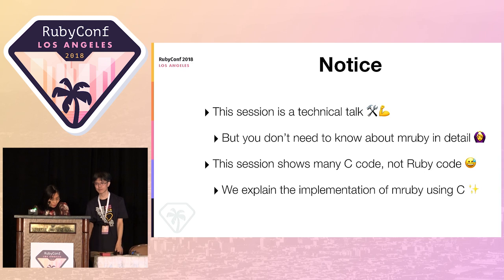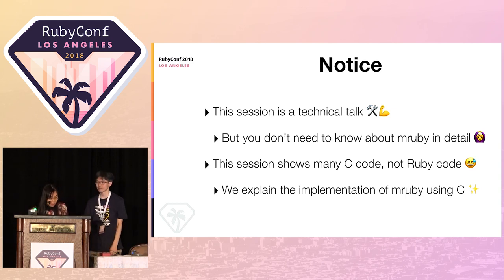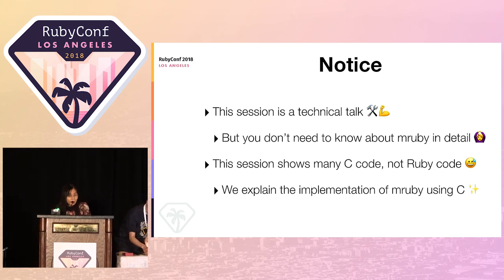Before our talk, we would like to make some announcements. This presentation will be a little bit technical, and it includes C rather than Ruby. We want to explain the implementation of mruby, and its implementation in C. So we must use C in this presentation. But you do not need to know about mruby, and C, except the details of implementation.